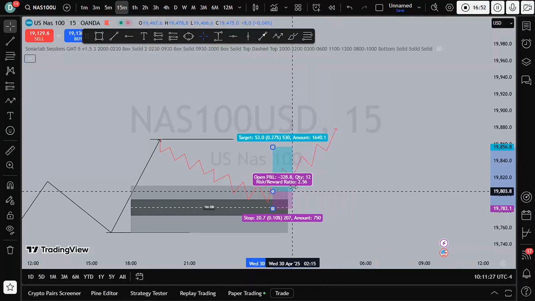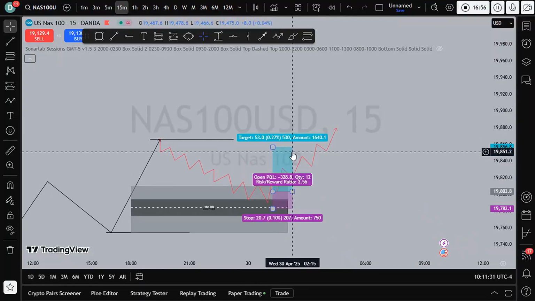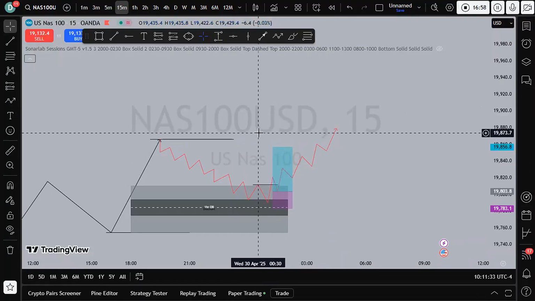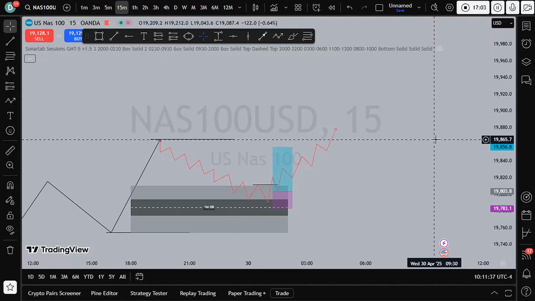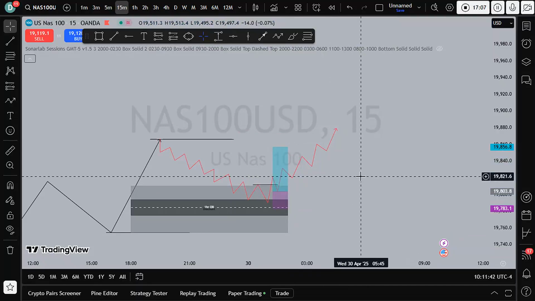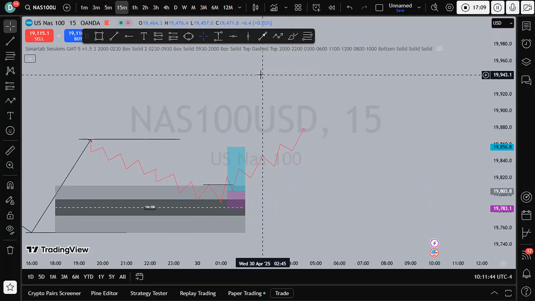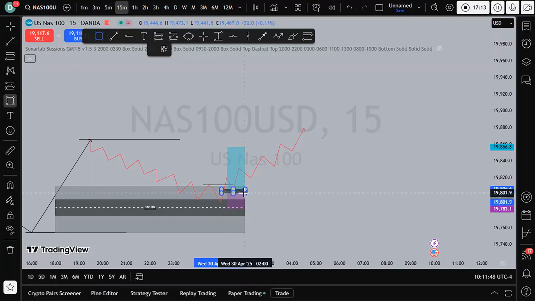I had a TP up here, sorry, but I closed where I saw the balanced price action because I knew price was going to reverse. There was a big chance of it reversing, so I closed there. But this is the basic setup. This is basically what you should be looking for on the lower time frame.